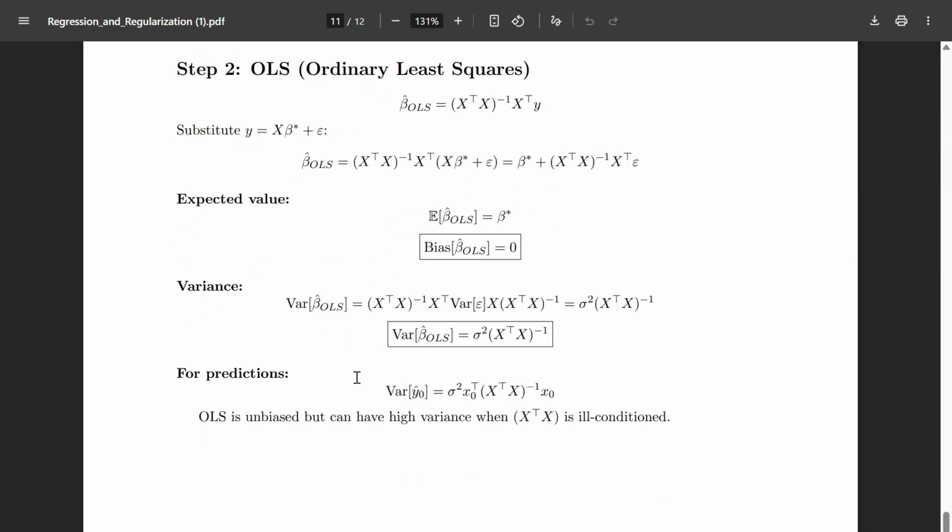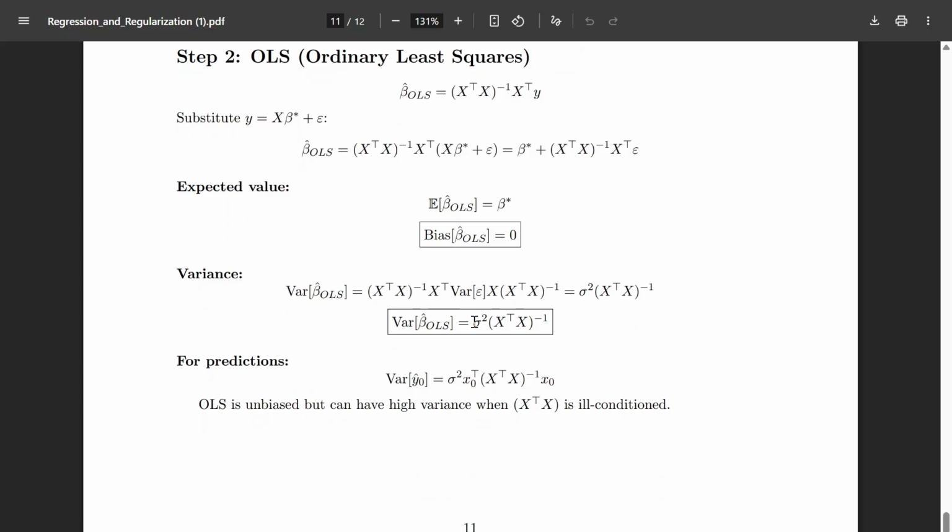So when we try to find the variance, we see that the variance is quite high, which is sigma square (X transpose X) inverse, which basically means that for ordinary least squares, the variance is high and there is no bias. Now what happens in such situations is, if the variance is high, that means your model has a tendency of overfitting. Just remember this. This is a very important point to remember. It is intuitive and easy to remember as well.